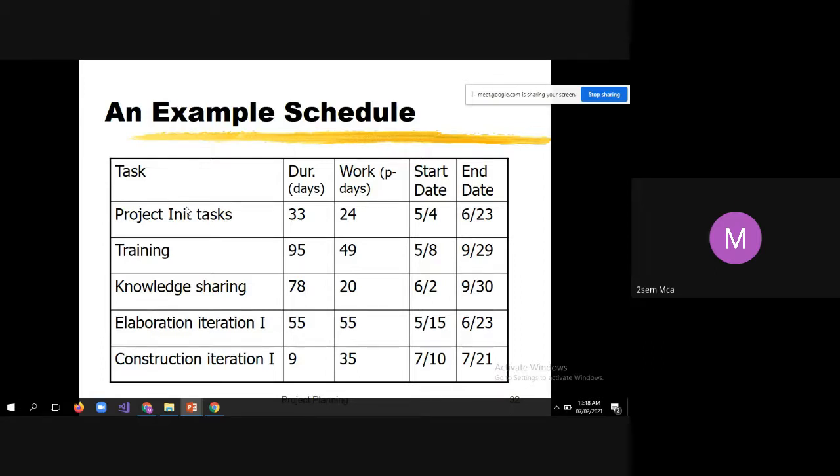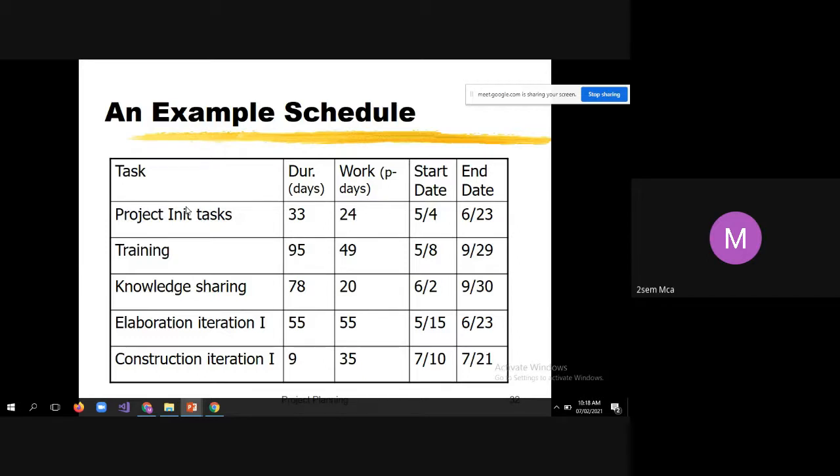Then elaboration iteration one. So this is very important. Elaboration means, see, once you decide that these are the resources required and this is the manpower required for my team, and the manpower includes the people involved in the requirements phase, design phase, testing, quality assurance, development, everything, and even the operations team, you have to elaborate to them.